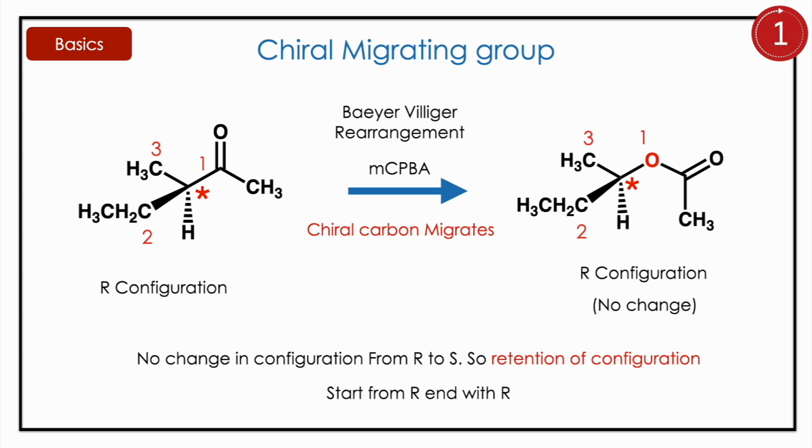Here the mechanism is mostly concerted, so no change in the migrating pattern. So the chiral carbon doesn't change. Here you start with R, end up with R, no change in configuration. So in Baeyer Villiger oxidation, there is no change in the migrating group. The configuration is preserved.